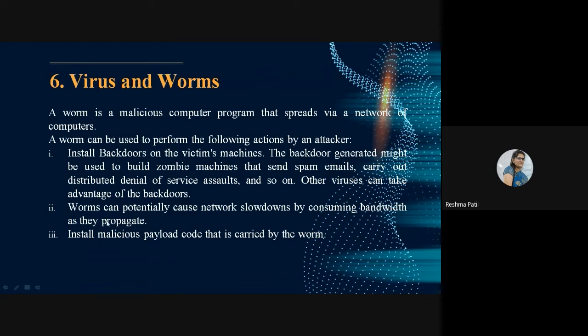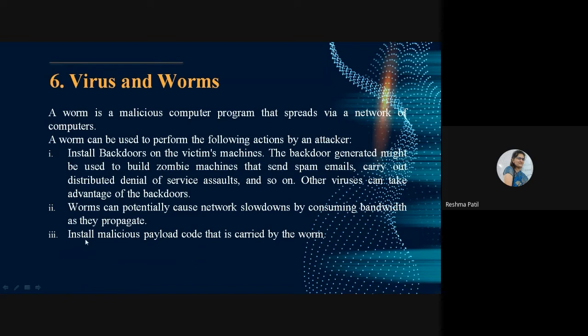Okay. Then a worm can potentially cause a network slowdown. Because the worm is installed on your computer, it will cause a network slowdown by consuming bandwidth as it propagates. They are going to propagate and replicate themselves. Because of that, your network is going to slow down due to consumed bandwidth.